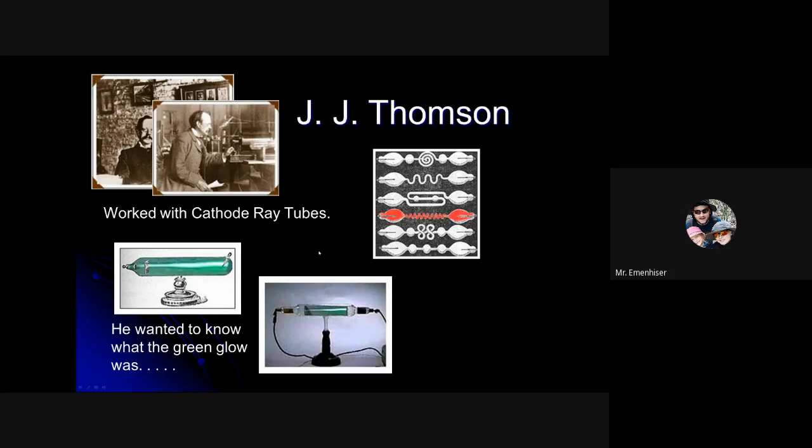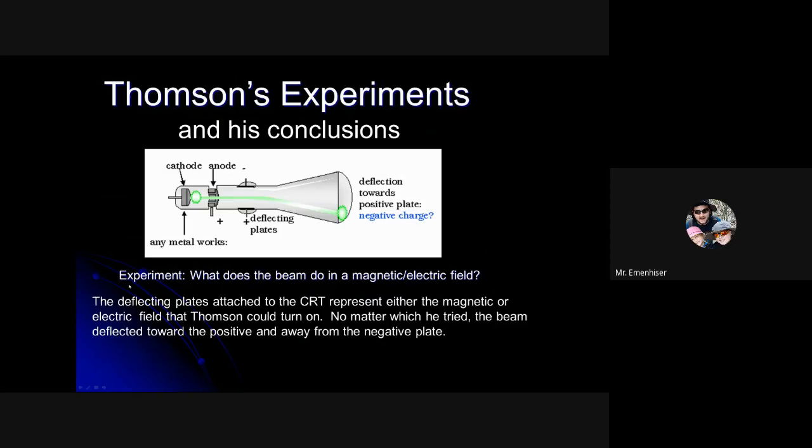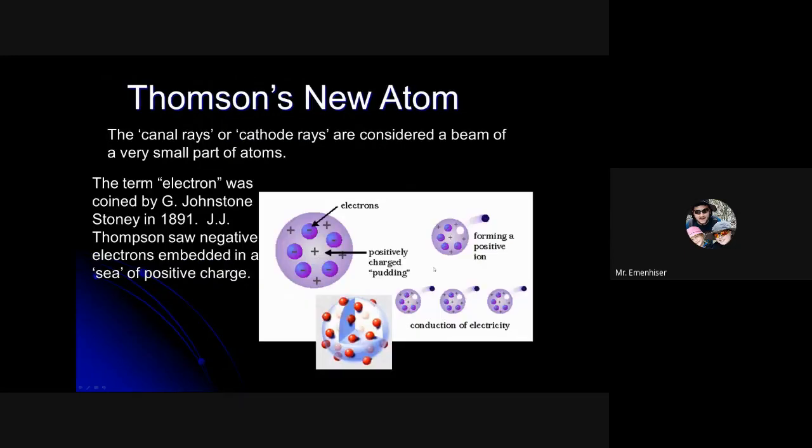All right, so he wanted to know what the green glow was in these tubes, and so he watched how they were attracted to a positive side and repelled by the negative side, and so he determined that there's electrons. Okay. Now he didn't determine the charge, but he did discover the electron. This is his experiment, and then his model of the atom is a new model of the atom beyond Dalton.